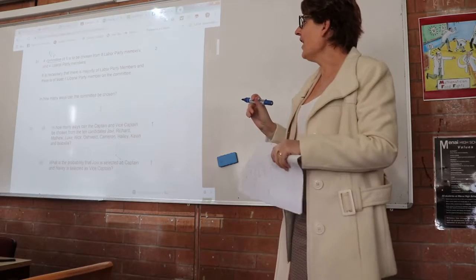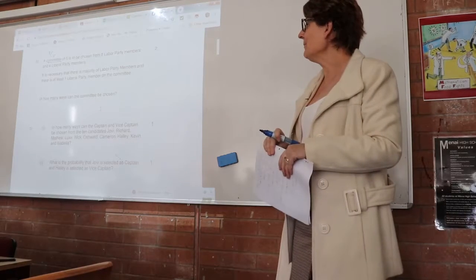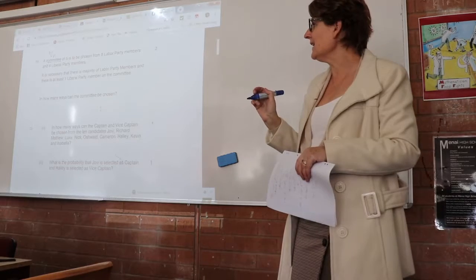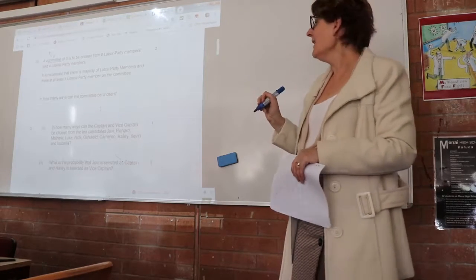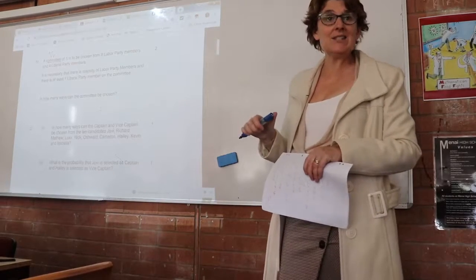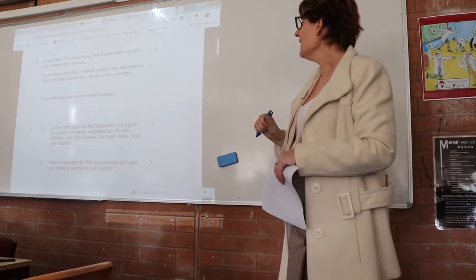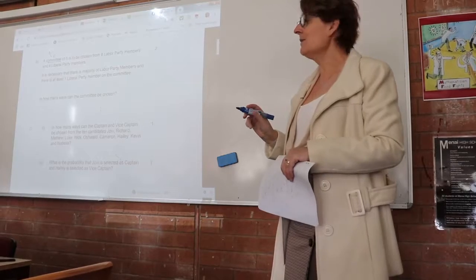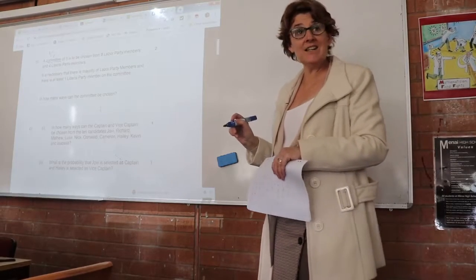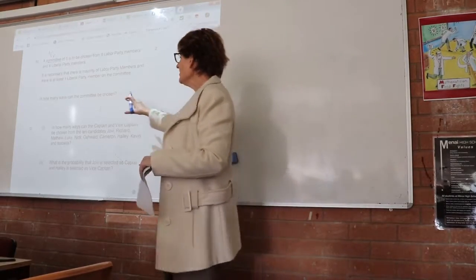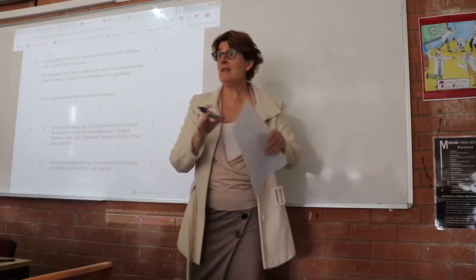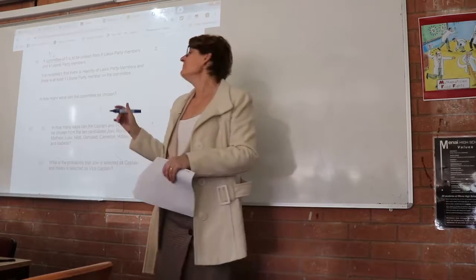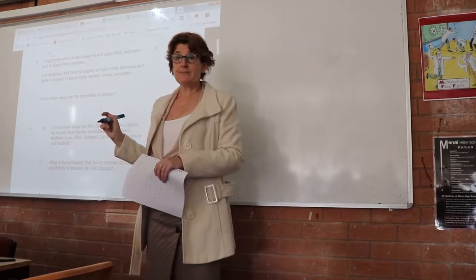A committee of 5 is to be chosen from 8 Labor Party members and 4 Liberal Party members. It is necessary that there is a majority of Labor, but there also has to be at least 1 Liberal Party member. So, how many ways can the committee be chosen? For starters, because the order doesn't matter when you're selected for a committee, you're either on the committee or you're not, then we're using a combination.